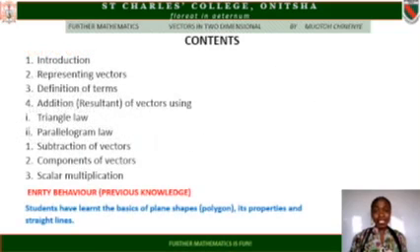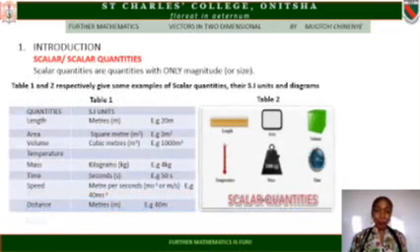The contents of this lesson are: you have to know the representation of vectors, definition of terms of vectors, addition of vectors using either the parallelogram law or the triangle law. Also look at subtraction of vectors, components of vectors, and the scalar multiplication. Your previous knowledge should be that you have learned polygon, their properties, and straight line. With this, we are going to do well in this topic. Let's go to the topic proper.